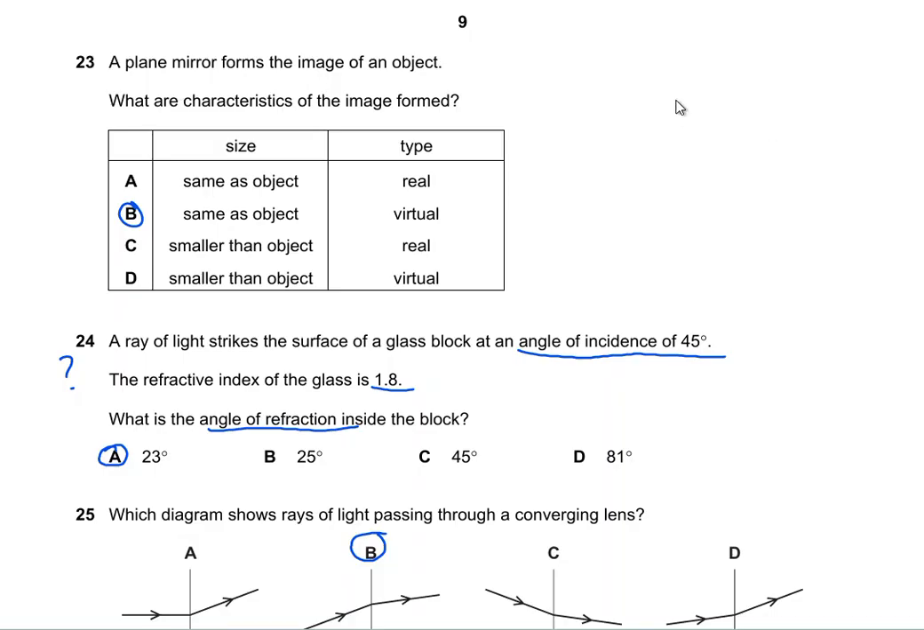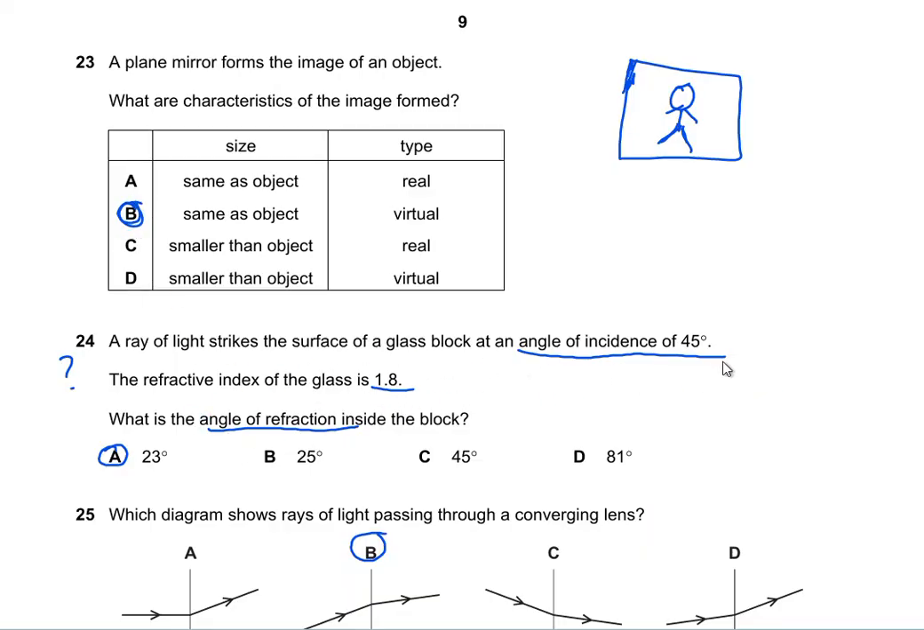Plane mirror, you know, those mirrors that you look at yourself in every day, the same mirror. The image in the mirror is the same size, definitely, it's basically you, and it's a virtual image. You cannot project that image. Any image that can be projected is a real image, but this cannot be projected, this is virtual. You cannot touch it, you cannot feel it, so it's virtual. So B.